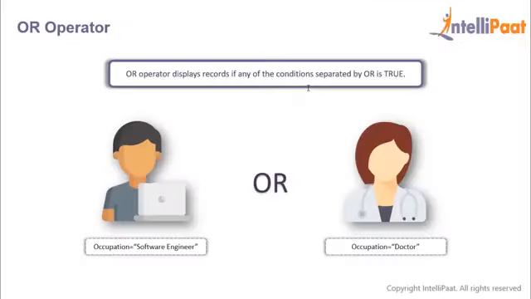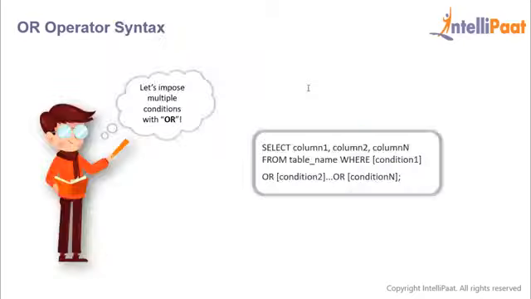Then we have the OR operator. So the OR operator displays those records where at least one of the conditions is satisfied. For example, if we want to filter out either a software engineer or a doctor, then we can use the OR operator. And this is the syntax for the OR operator. So similar to the AND operator, after we give the first condition, we follow it up with the OR operator and then give the second condition.